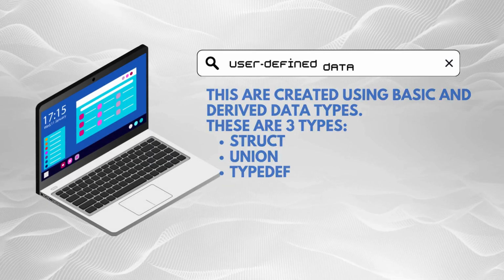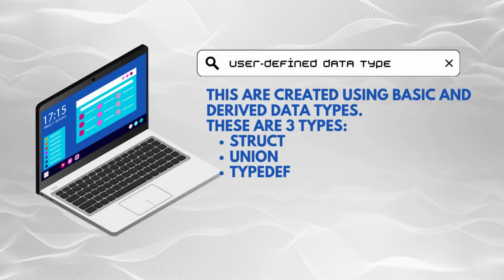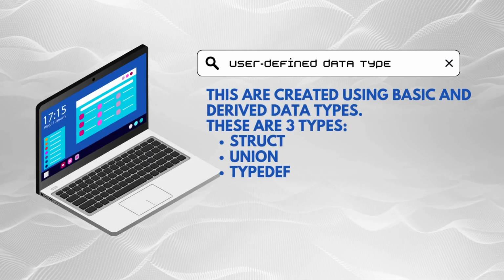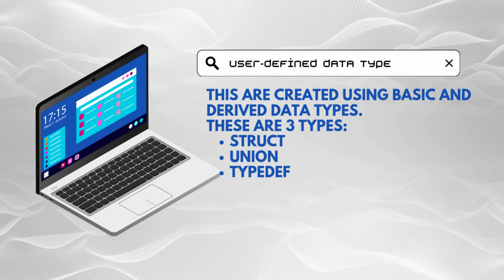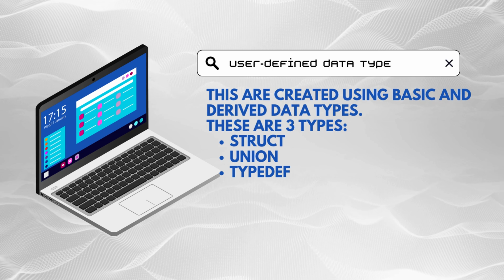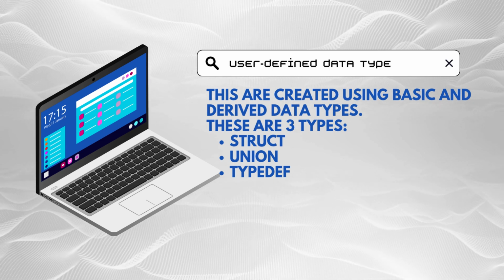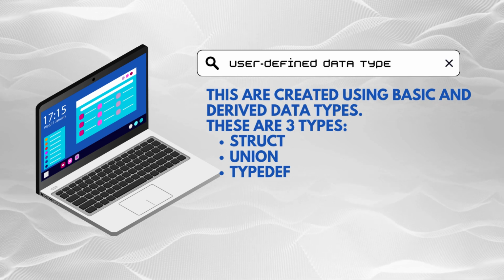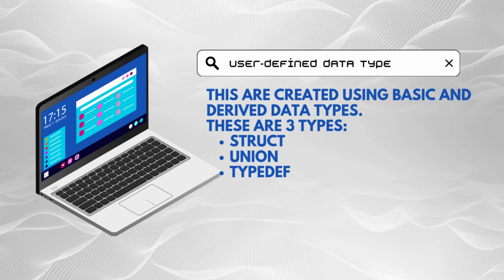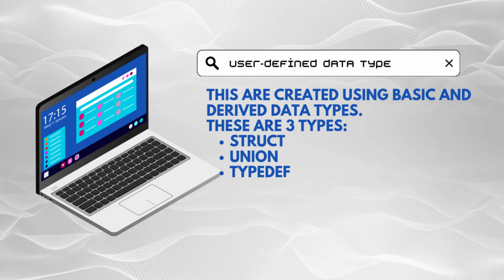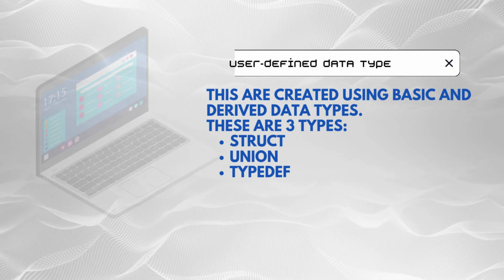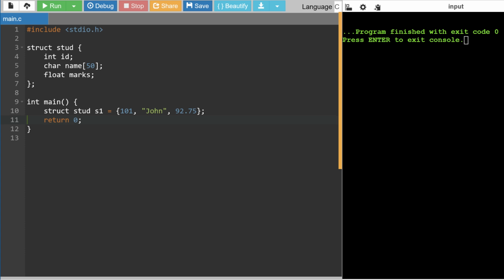Next, user defined data types. User defined data types are custom types of data that can be created using basic or derived data types. They allow better structure and readability of complex programs. They are three types: struct, union, typedef. Struct, or structure, groups different data types under a single name.